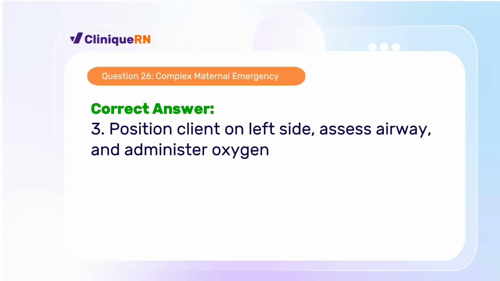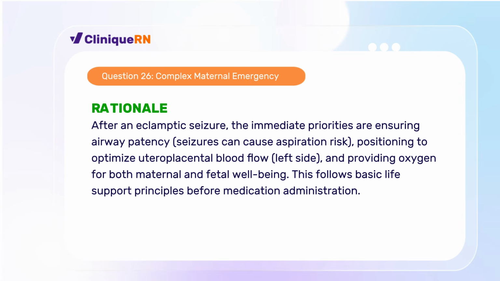The correct answer is 3. Position the client on the left side, assess the airway, and administer oxygen. Rationale. After an eclamptic seizure, the immediate priorities are ensuring airway patency, since seizures can cause aspiration risk, positioning to optimize utero-placental blood flow, left side, and providing oxygen for both maternal and fetal well-being. This follows basic life support principles before medication administration.